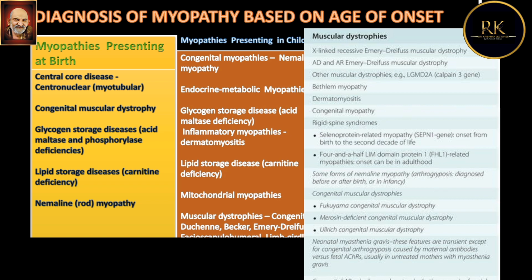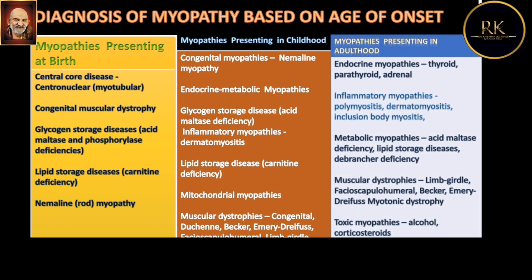If the myopathies are present in childhood, the causes include congenital myopathies such as nemaline myopathies, endocrine or metabolic myopathies, glycogen storage disorders like acid maltase deficiency, inflammatory myopathies with dermatomyositis, lipid storage disorders like carnitine deficiency, mitochondrial myopathies, and muscular dystrophies, including congenital, Duchenne, Becker, and Emery-Dreifuss.